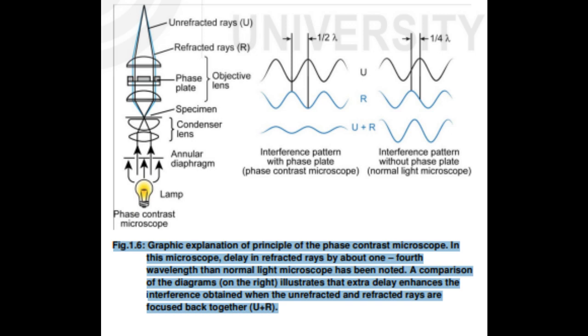Fig. 1.6 Graphic explanation of the principle of the phase contrast microscope. In this microscope, a delay in the refracted rays of about 1/4 wavelength compared with a normal light microscope has been noted. A comparison of the diagrams on the right illustrates that the extra delay enhances the interference obtained when the unrefracted and refracted rays are focused back together, U plus R.